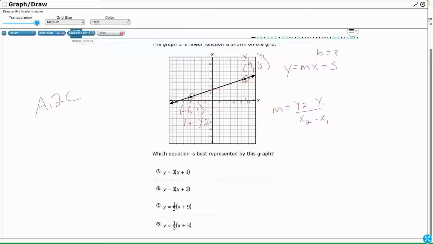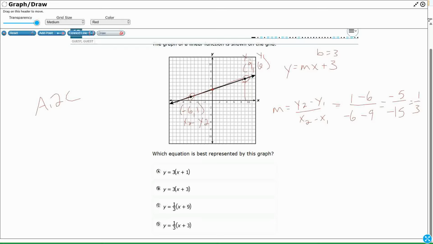All right, so let's plug that in. My y sub 2 is 1, minus y sub 1 is 6. X sub 2 is -6 minus, and then my x sub 1 is +9. That's going to end up being -5 over -15, which ends up being a positive 1/3. All right, positive 1/3. It is a shallow slope. It is moving up left to right.